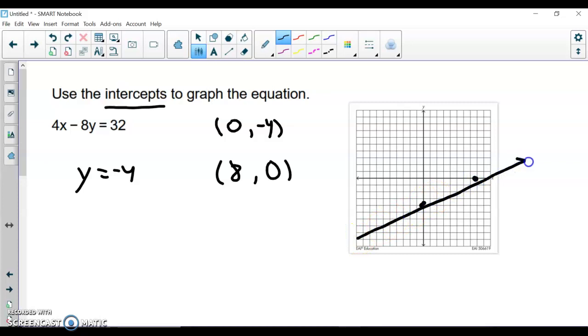So again, with these problems, it's important that you actually use the intercepts. Don't try to convert it to a different form or anything. Graph those 2 points in particular.